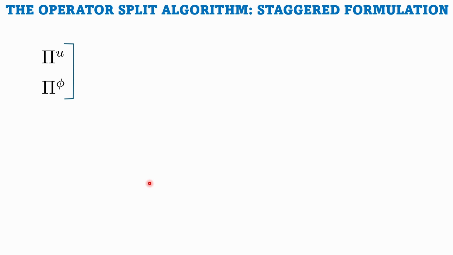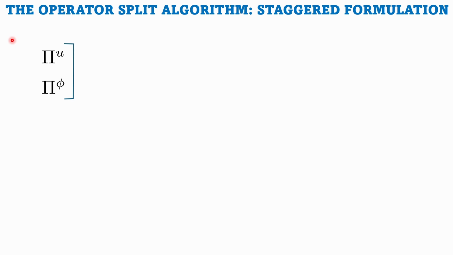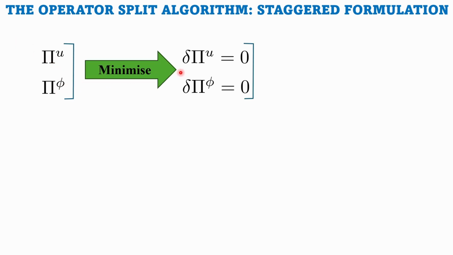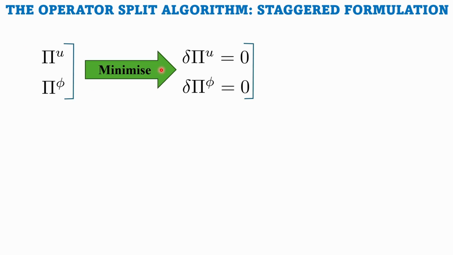So continuing, we have pi u and pi phi. Remember, we have to extremize this total energy functional in order to solve for the phase field and the displacement. So we take pi u and pi phi and we individually minimize them now. If pi u and pi phi are being individually minimized, automatically your capital E will be minimized. So we minimize pi u and pi phi separately and we derive the strong form of the phase field model. Strong form is essentially the governing equations and the boundary conditions.